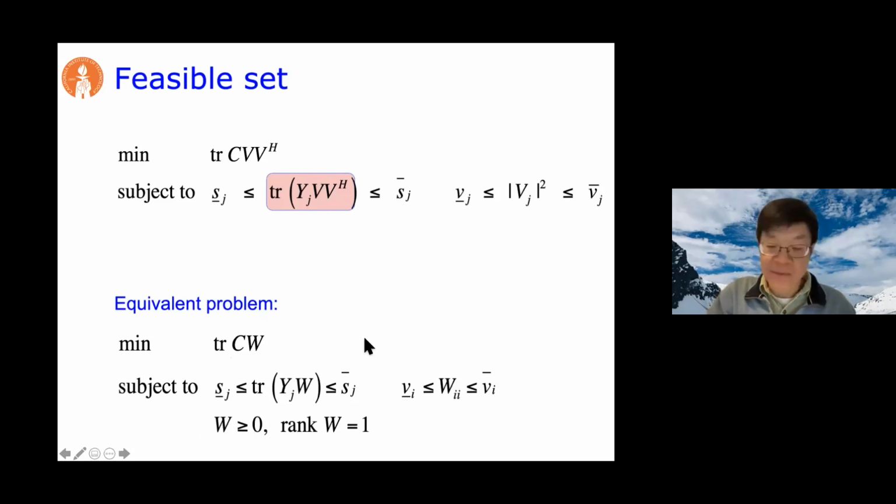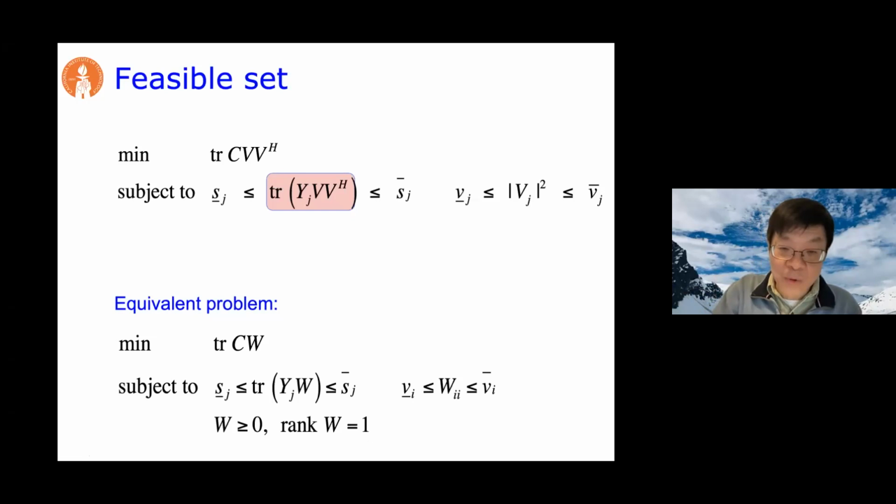Now, these two problems are equivalent in the sense that, given a V that is feasible for the original OPF, there is a W that will be feasible for the equivalent problem, right? W is simply VV^H. In the other direction, given a W matrix that is positive semidefinite and rank 1, it has a unique decomposition, up to a reference angle, into VV^H. And that decomposed vector V will be feasible for the original OPF. And therefore, if it is not only feasible, but also optimal, then you get an optimal solution for each problem. Okay, so that's the equivalence.